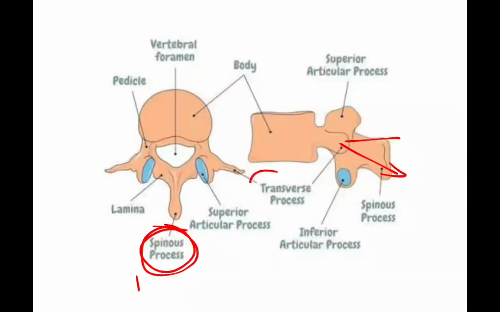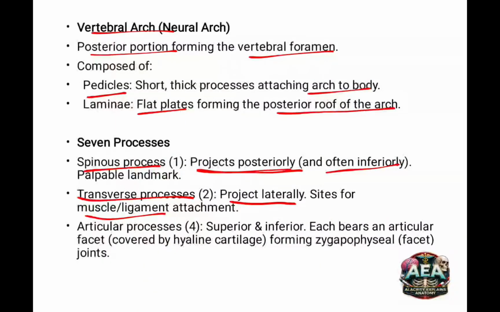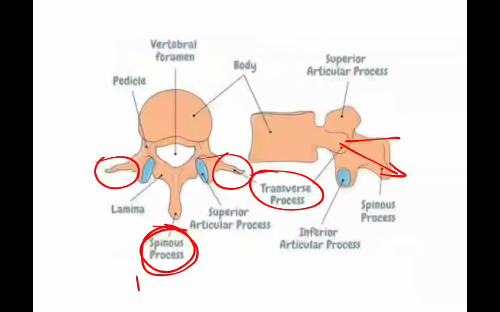These are the transverse processes. This is one on this side and one on this side. So we have 2 in a typical vertebra. Then we have the articular processes, which are 4. We have superior and inferior. Each bears an articular facet, forming the zygapophysial joint.